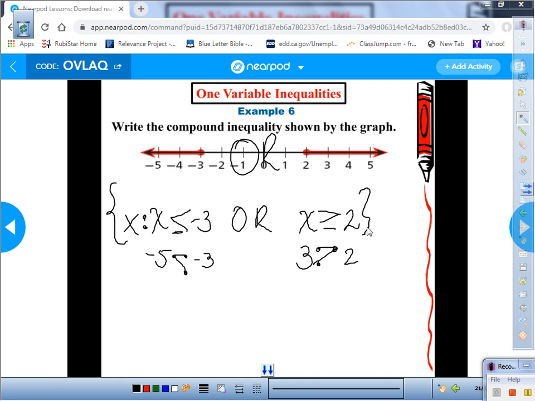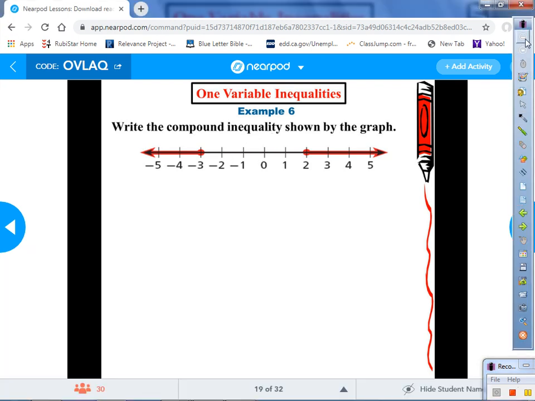Okay? So I'm going to finish up here with the graphing part. Okay. All right. And that takes us to this next one. Let's crank it up a notch.